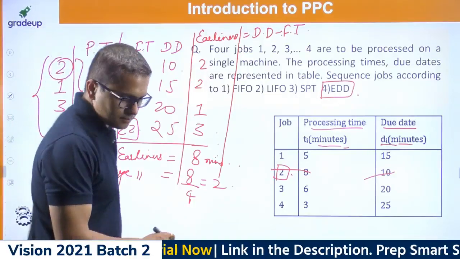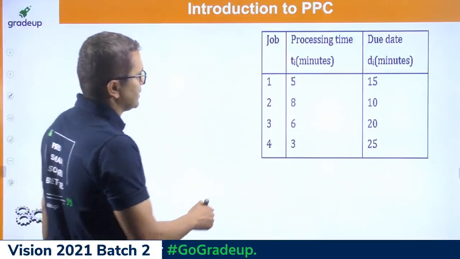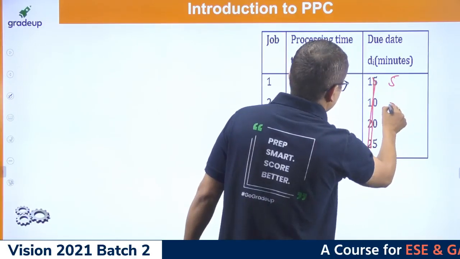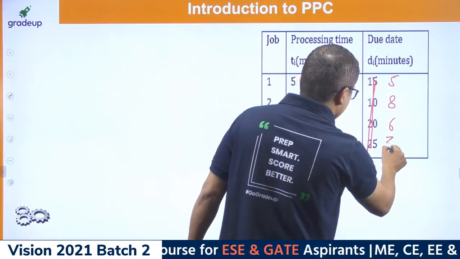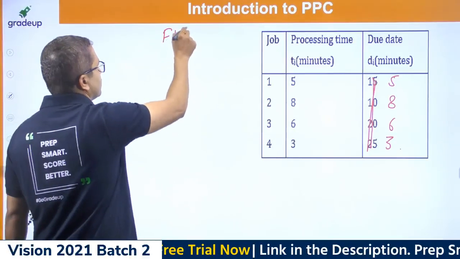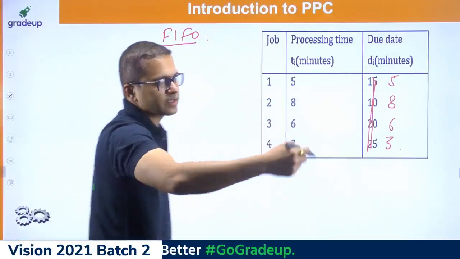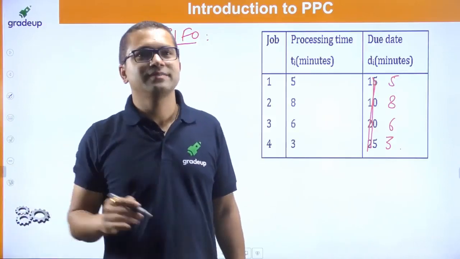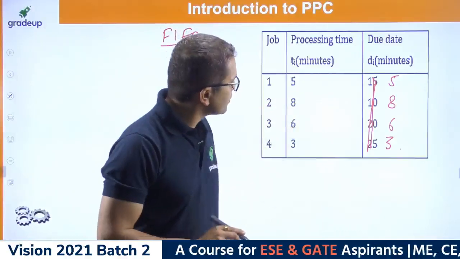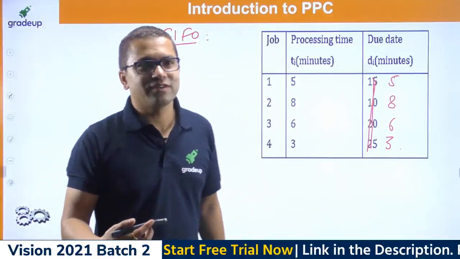Now I'm going to give you one more problem, similar to this. Let's say I'm going to cut all of these, and for the due date I'm going to say 5, 8, 6, 3. Now you have to use FIFO, first in, first out, to sequence this. Can you do that? Krishna, it's good that you're getting 2. I've modified this question like this. So can you please sequence it using first in, first out?